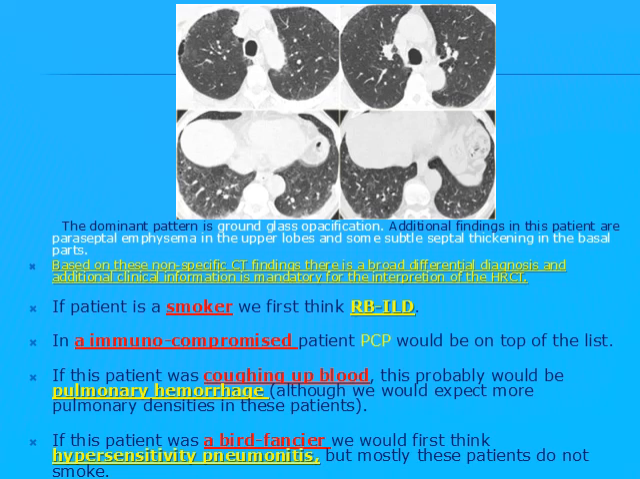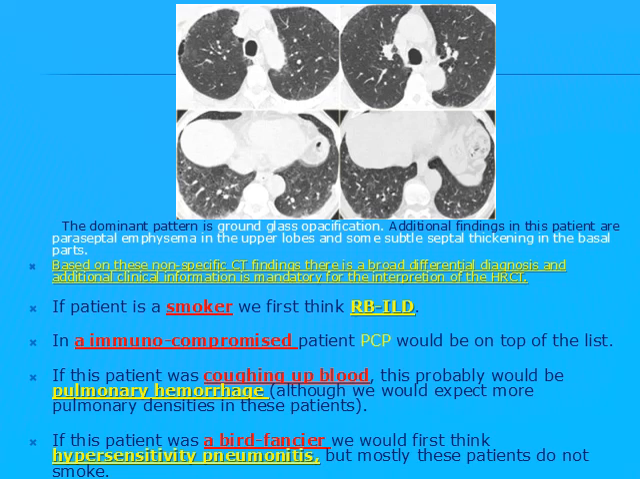This slide is repeated from the previous lecture. As I've told you, ground glass opacity is not that specific, and the clinical picture is very important in this situation. If the patient is a smoker, you should first think of respiratory bronchiolitis interstitial lung disease. If immunocompromised, you should think of pneumocystis carinii pneumonia. If the patient is coughing blood, you should think of pulmonary hemorrhage.